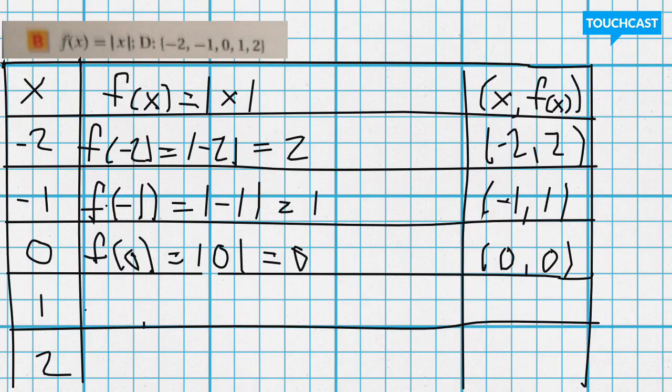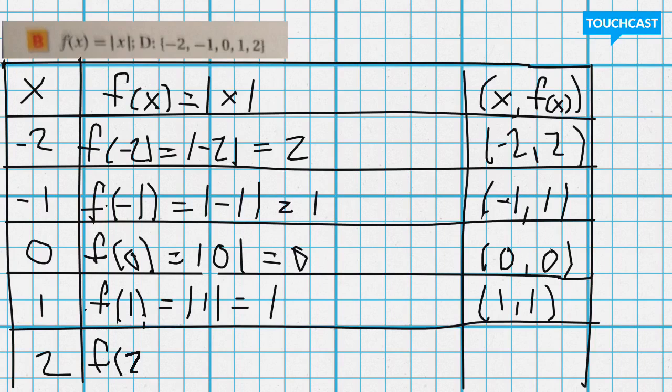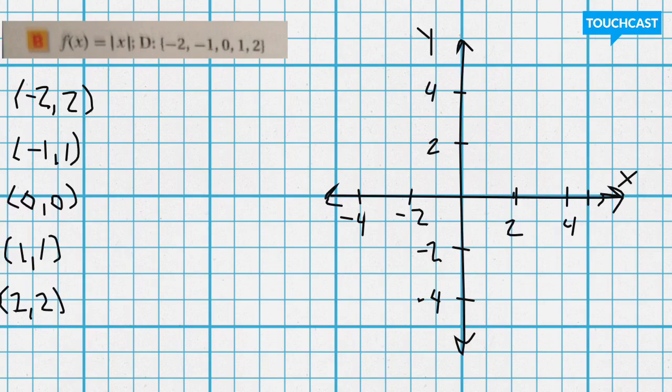So now let's look at the f of 1, which means we have the absolute value of 1, and 1 is 1 unit from 0, so the ordered pair is 1, 1. Now the f of 2. So we've got the absolute value of 2, and 2 is 2 units from 0. So we also have the ordered pair 2, 2. Now we can move on and graph the ordered pairs. Alright, so let's plot our ordered pairs.